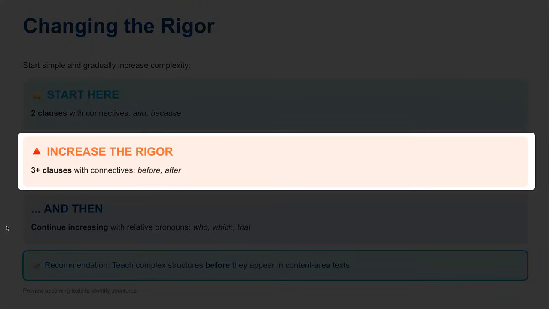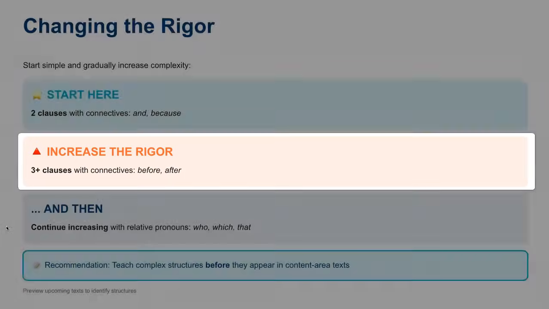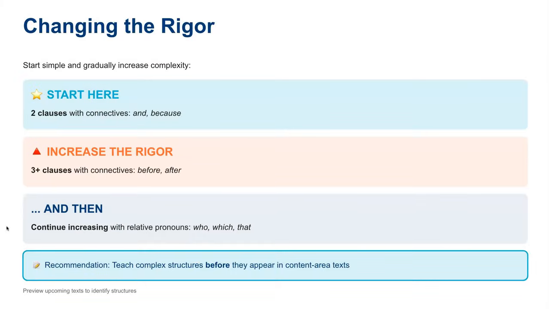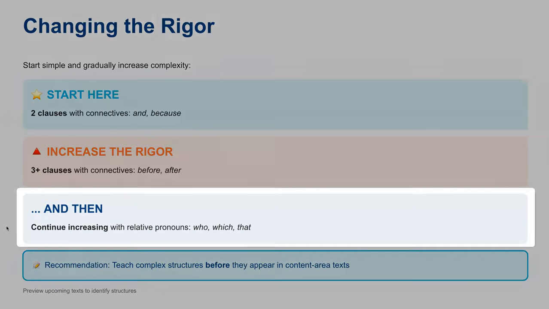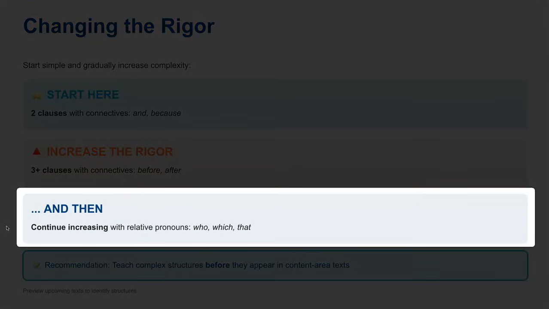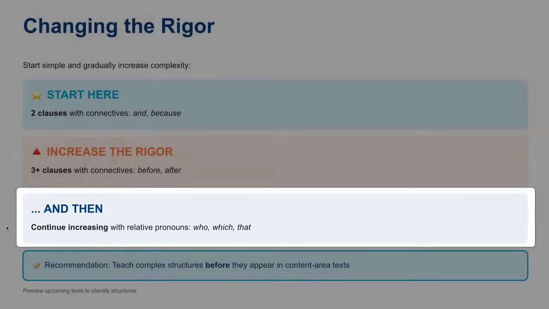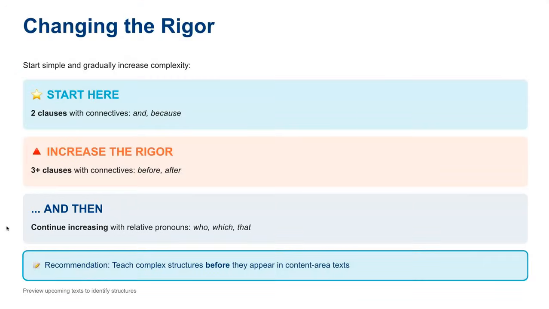After that, begin to increase the rigor. Sentences with 3 clauses, perhaps with temporal connectives like before and after. These are trickier because they involve time relationships in order of events. Then continue increasing with relative pronouns like who, which, and that. These create embedded clauses and are the most complex.